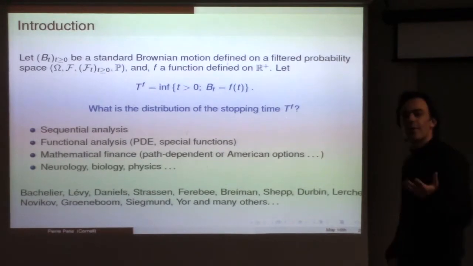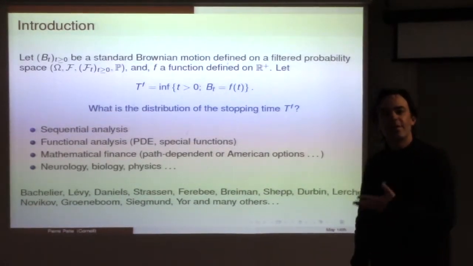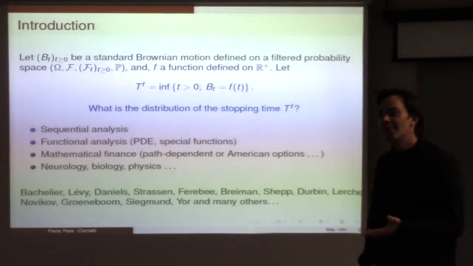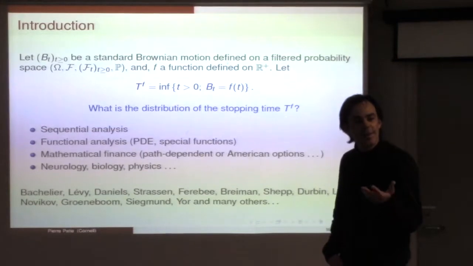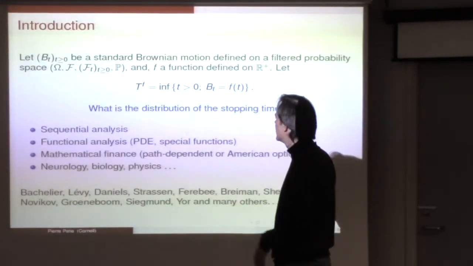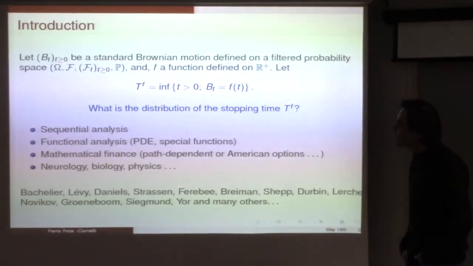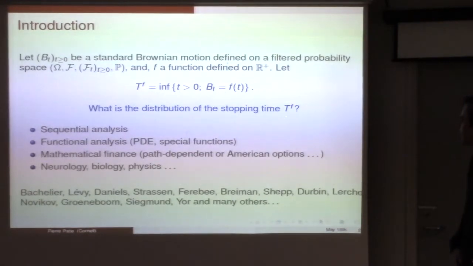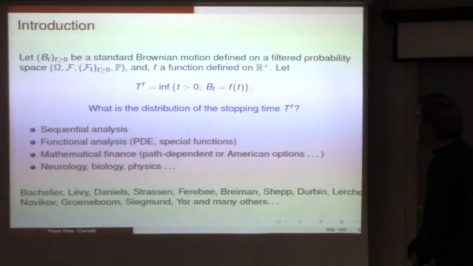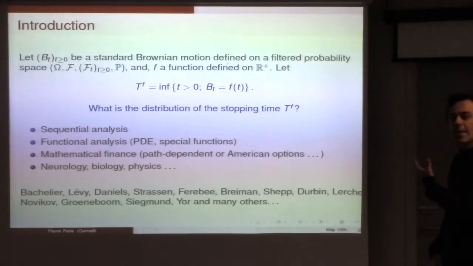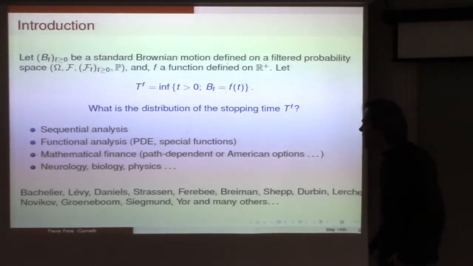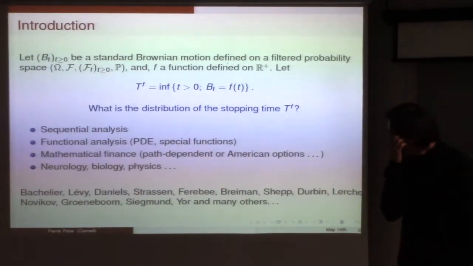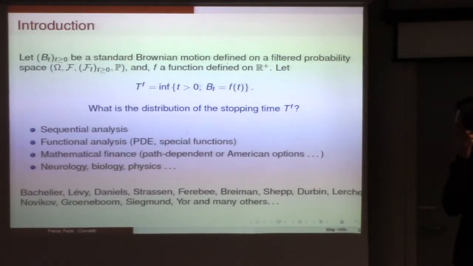Then there is a close connection. Each time we are talking about Brownian motion, there is his best friend around him, the heat equation. So there is always a connection between a problem related to Brownian motion and the heat equation. I will discuss this connection further later in this talk. Then there is also a connection with special functions and spectral theory for describing the distribution of this stopping time.